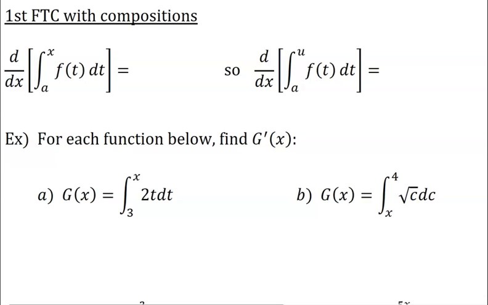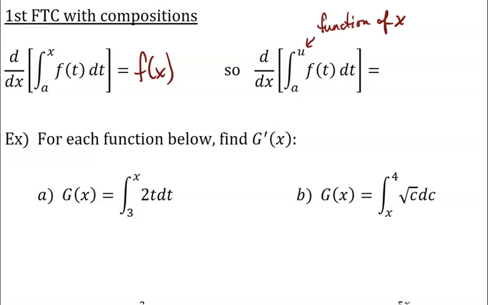Okay, so the first fundamental theorem says if we take the derivative with respect to x of an accumulation function from any constant to x of f of t dt, we end up with the function that is being accumulated, f of x, okay? But what if instead of just an x here, we had u as a function of x? So like maybe an x squared or a sine x or something like that.